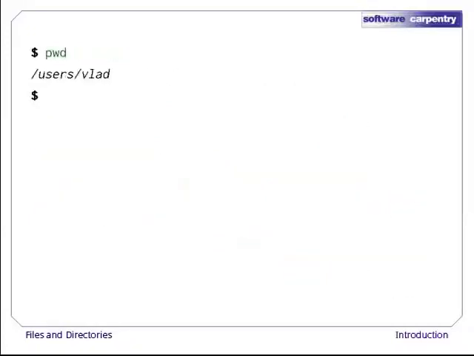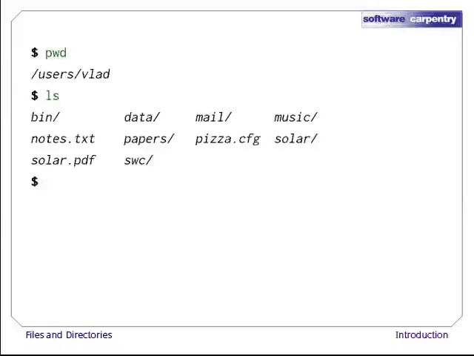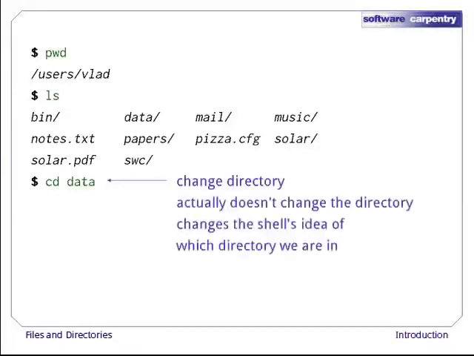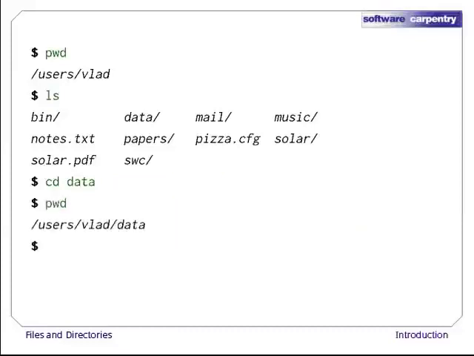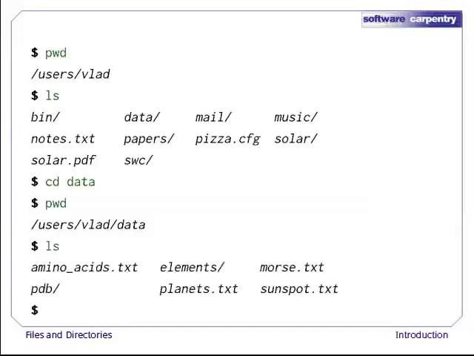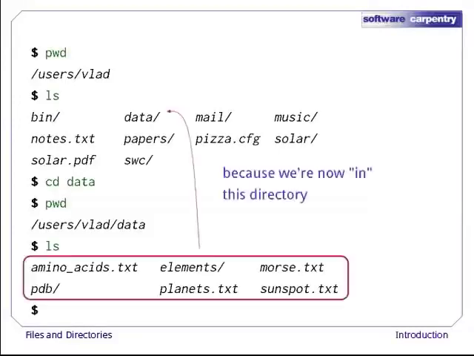What if we want to change our current working directory? pwd shows us that we're still in /users/vlad, and ls without any arguments shows us its contents. We can use cd followed by a directory name to change our working directory. cd stands for change directory, which is a bit misleading. The command doesn't change the directory, it changes the shell's idea of what directory we are in. cd doesn't print anything, but if we run pwd after it, we can see that we are now in /users/vlad/data. If we run ls without arguments now, it lists the contents of /users/vlad/data because that's where we are now.